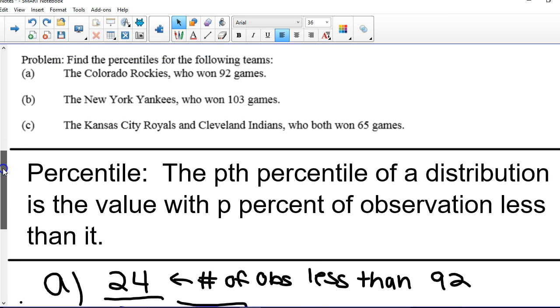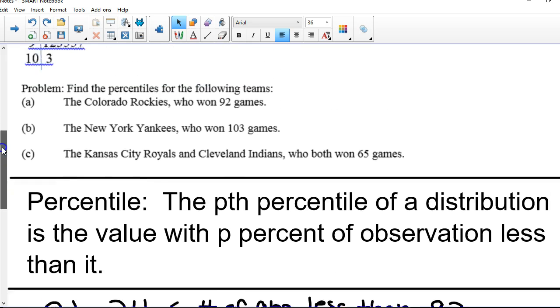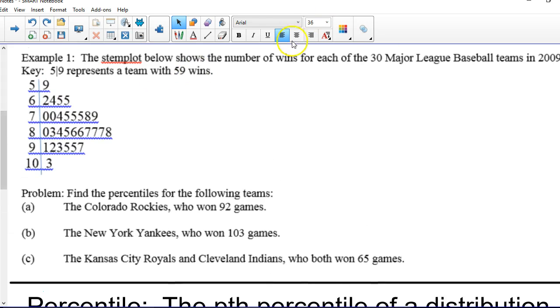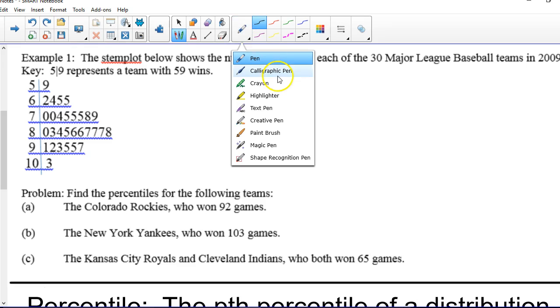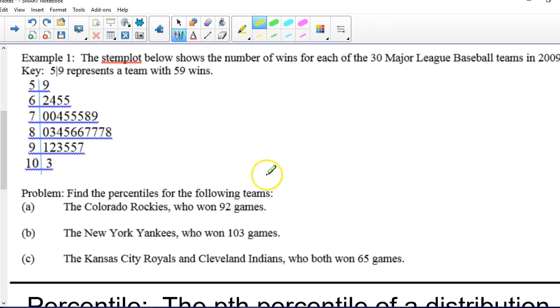So A, if we look at A, the Colorado Rockies, who won 92 games. What I'm going to do right now is I'm going to use my highlighter. Or should I use my pen? Just kidding. I'm going to look at 92. So 92 is right here. I know that there's 30 total Major League Baseball teams in this distribution. So I'm going to count how many teams are less than 92.